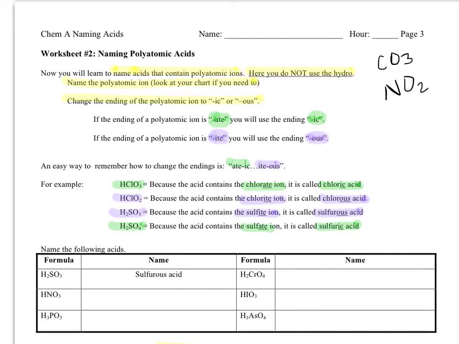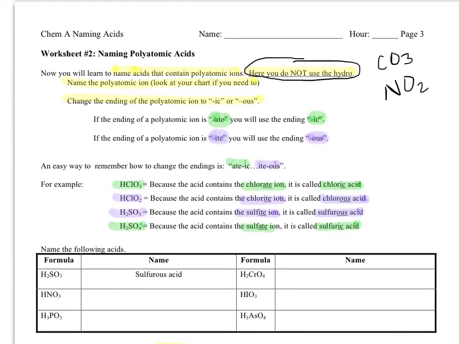The big thing that you need to remember, and I wish I could make this in flashing lights, I don't know how to do that, but when you're naming polyatomic acids, unlike binary acids, you do not use the prefix hydro in front.